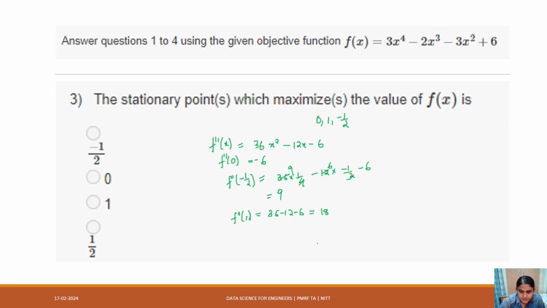So now you have to find the maximum value. For local maximum, f double dash of x should be less than 0. So this particular thing will give you maximum, at x equal to 0, okay. So answer B. One person I think has given the answer as B.